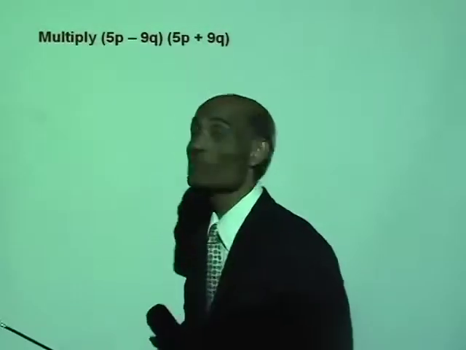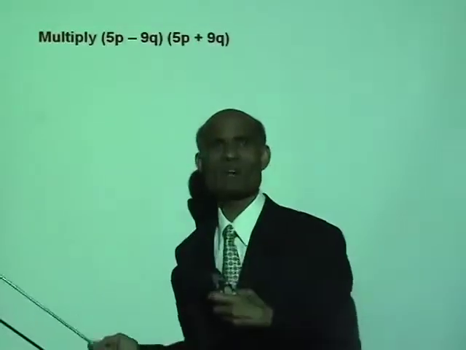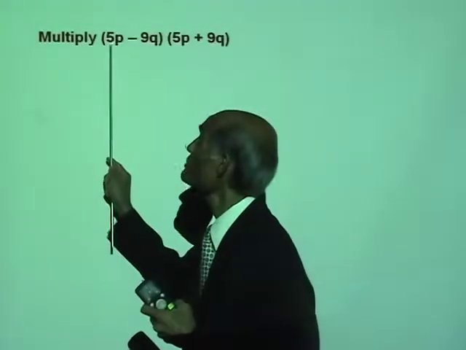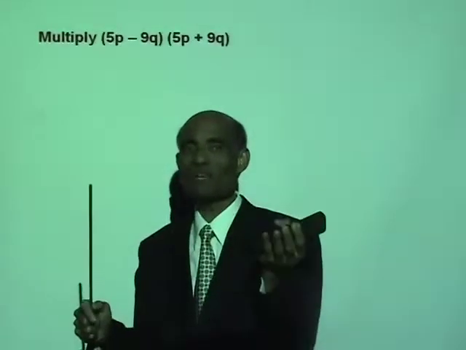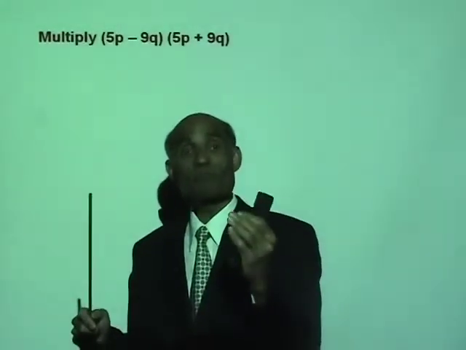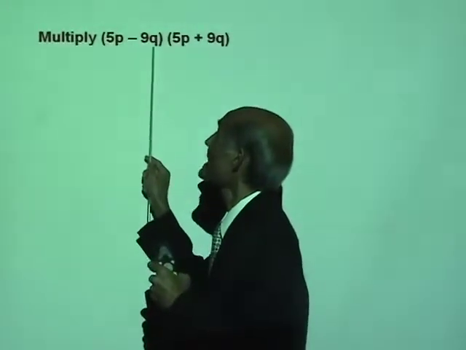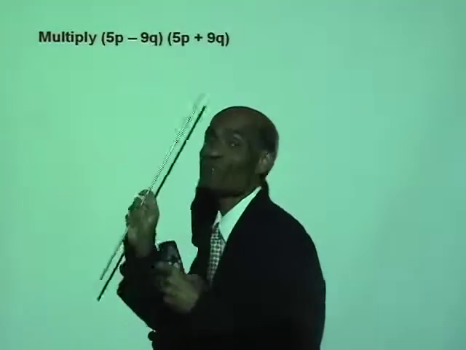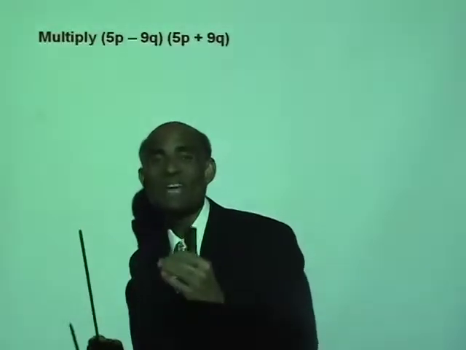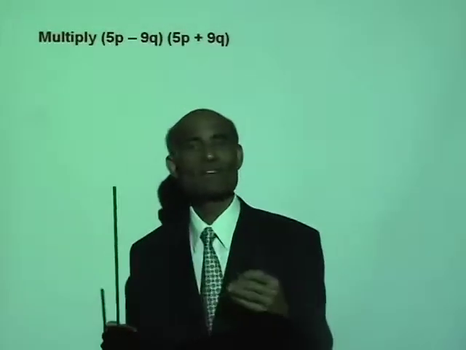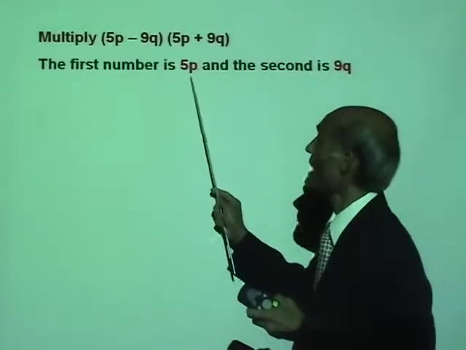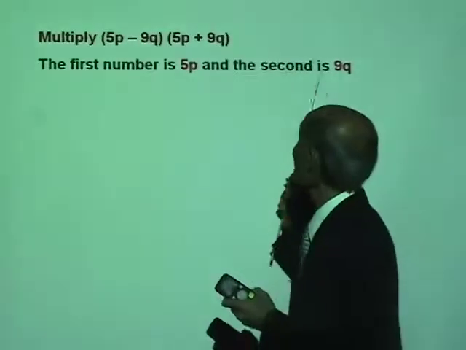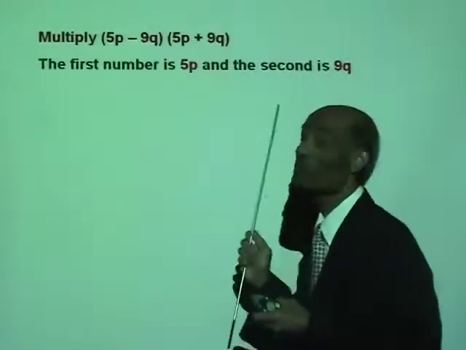The result will be, let's do it mentally before we write down the steps. The result will be the square of 5p. What is the square of 5p? It's 25p squared. Minus the square of the second quantity. The square of 9q is 81q squared. Very simple.